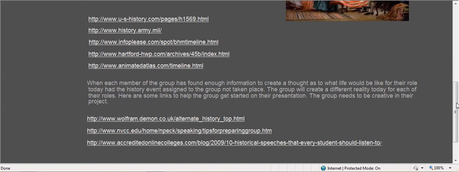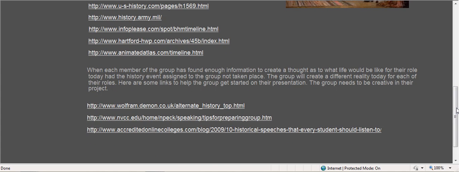Once the student has created a new present today time of what life would be like for their role, they are to go back into their group, brainstorm together with everything that they have come up with, all of their research, and create a project. In this project, they are to create a new today based on the past history event not happening. They can create this project in a PowerPoint video, a podcast, however they would like, with technology being creative, incorporating videos, pictures, and audio.